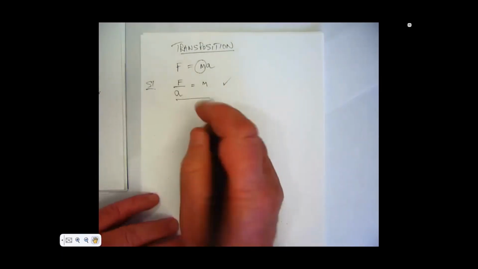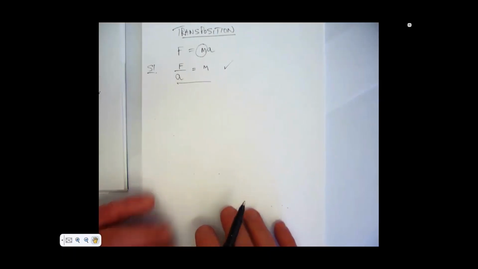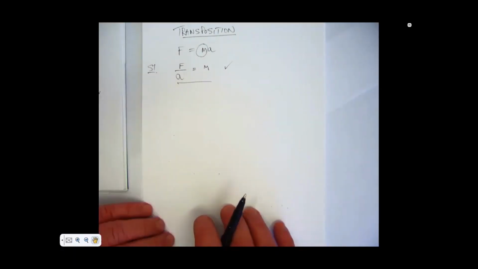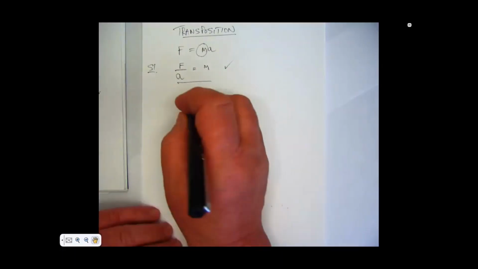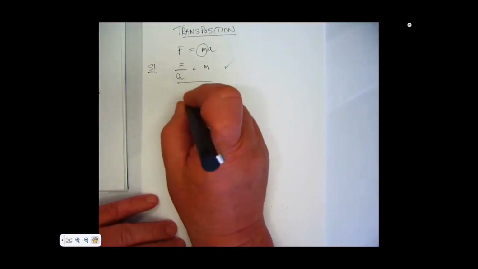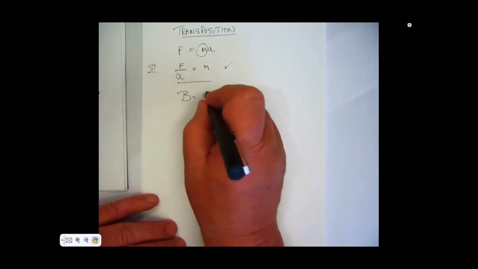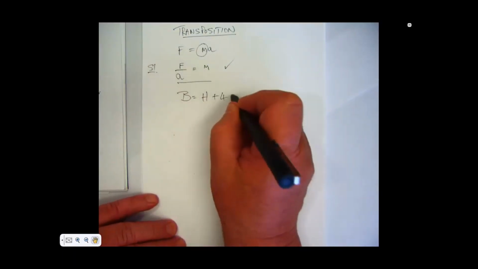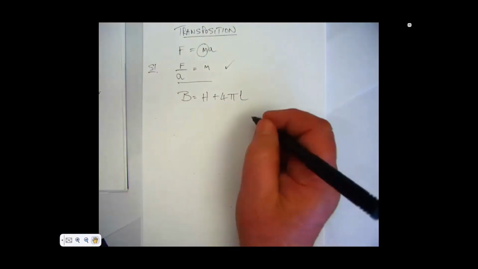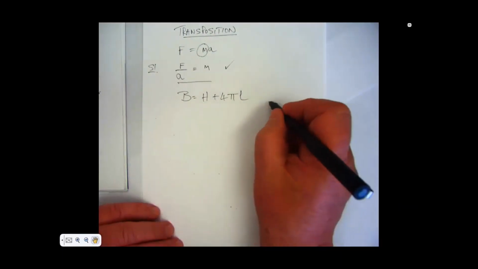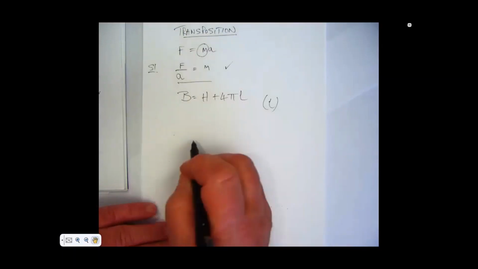Quite straightforward. That's a very easy one and can almost be done in your head. Okay, let's have a look at the next example. B equals h plus 4 pi l, and we're asked for the letter L, so we need L by itself.